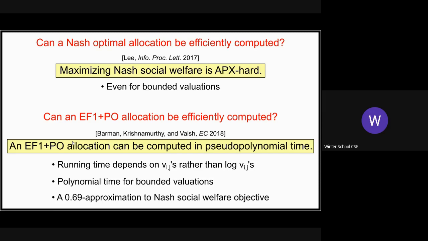But anyway, this is a different way of finding EF1 and PO. What is interesting about this result is that suppose the Vij's are all bounded. Suppose all the numbers in your matrix are below 100. Then this is a perfectly polynomial time algorithm. However, even in that setting, Nash continues to be hard. So for bounded valuations, this is a strictly different approach compared to Nash, as you can see from just the statements of the results.